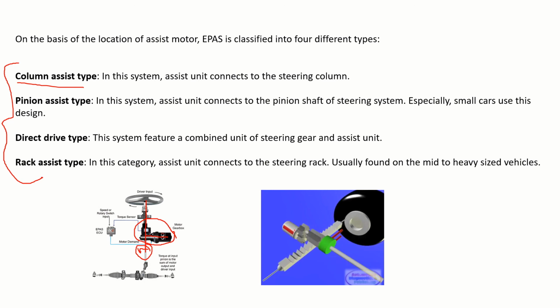Another way is we can mount the motor here itself. It will assist the pinion to rotate, not the column. Similarly, I can use a motor to drive the rack itself. So many different types of EPAS systems are available. Depending on the space available, compactness, and design, they place the motor at various positions.